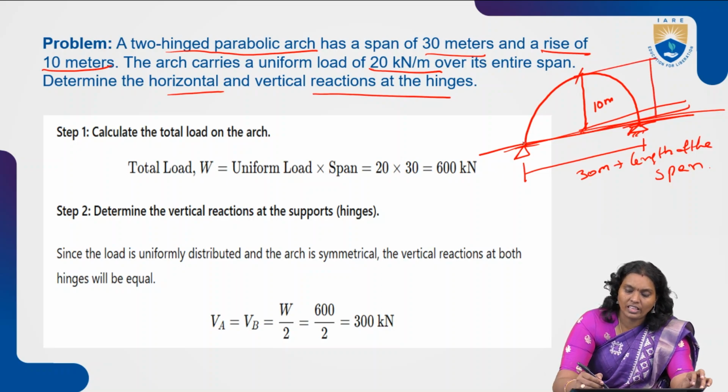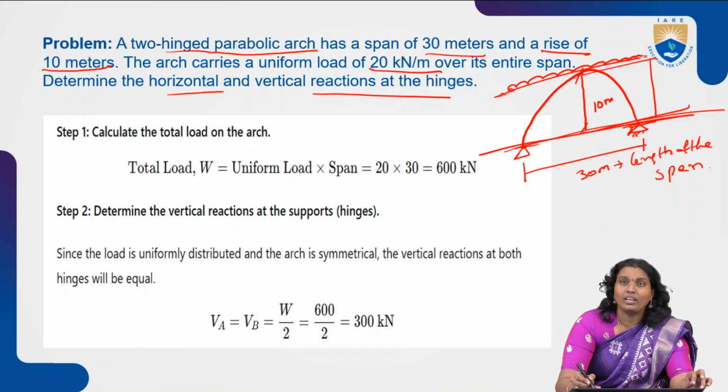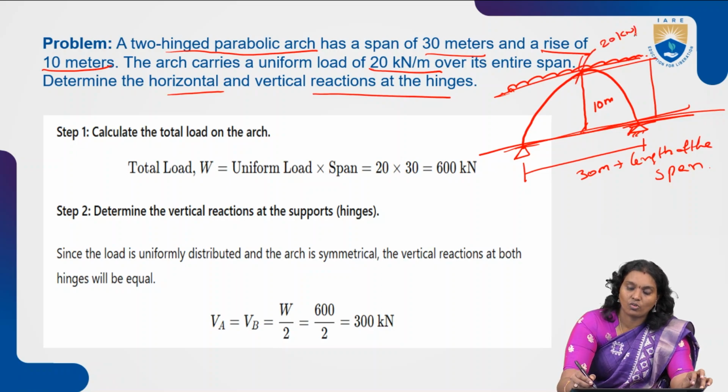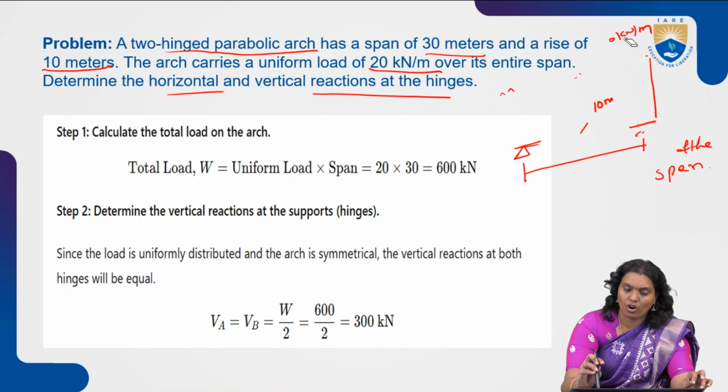Over the entire span, we represent it like this: the entire span has a uniformly distributed load, equal to 20 kilonewton per meter. This is the given problem. We are going to draw it properly for understanding this problem.